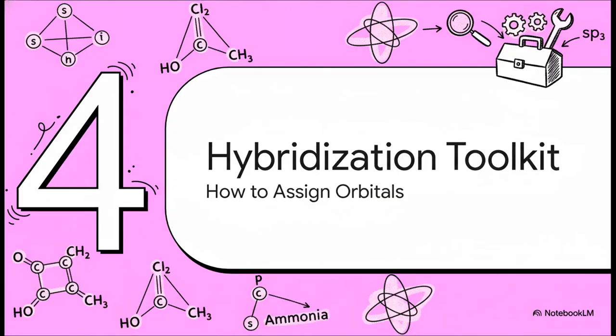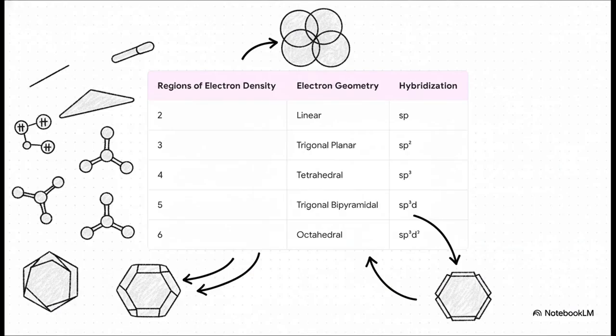So, that's the theory. But how can you figure out the hybridization for any atom in any molecule? It's actually way easier than it sounds. You just need this simple toolkit. All right, here's your cheat sheet. The key is that first column, regions of electron density.